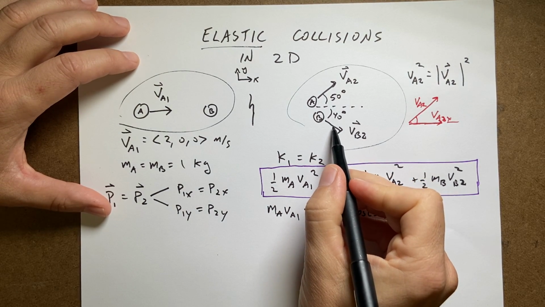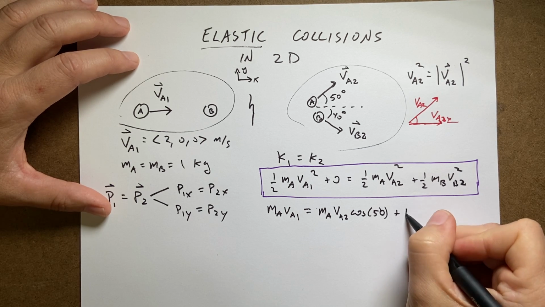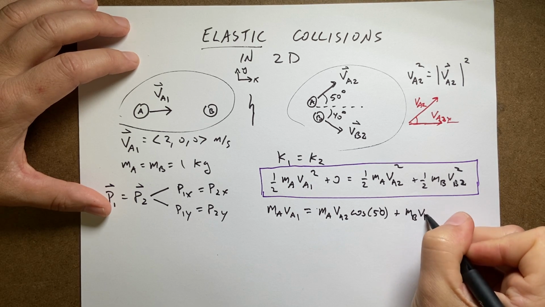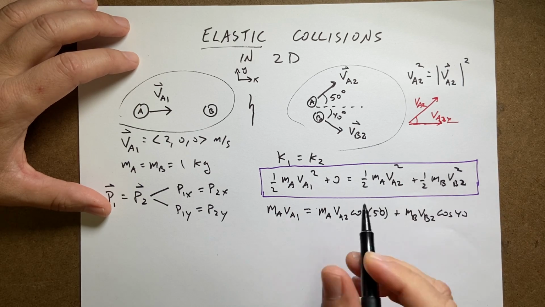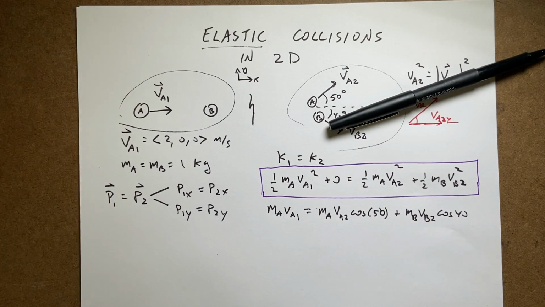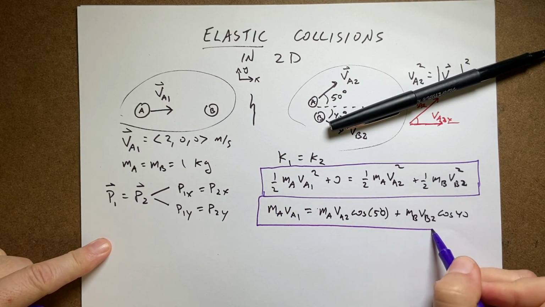Now I need to do the same thing for the second mass. So it's going to be plus. It's also in the x direction. It's going to be mb vb2 times cosine of 40. There you go. Should that get a purple or red box? Let's just do purple. That's an important equation.